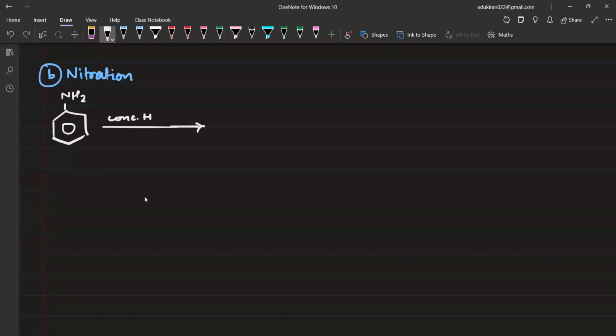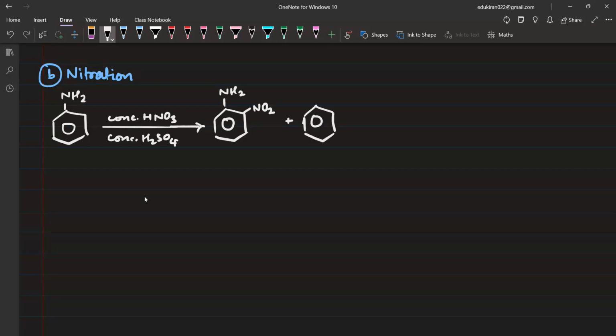In the presence of HNO3 and concentrated H2SO4, we are expecting a ortho-substituted product with NO2 in the ortho position, and we are expecting a para-substituted product with NH2 and NO2 in the para positions. But we get a significant amount of meta-substituted product also.